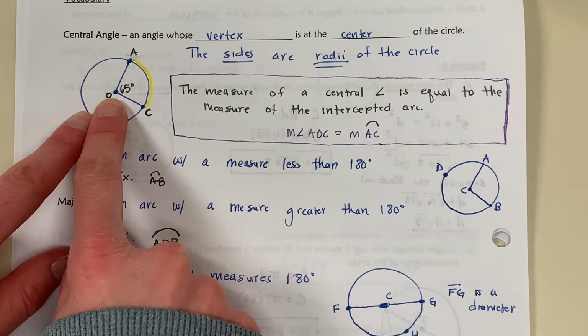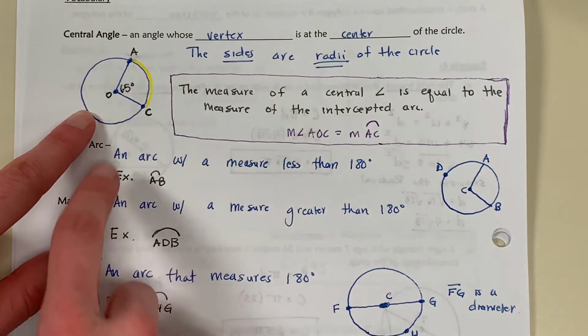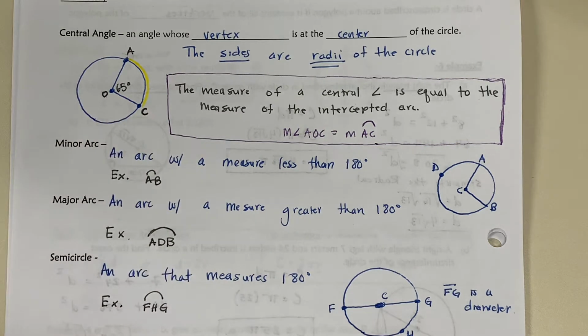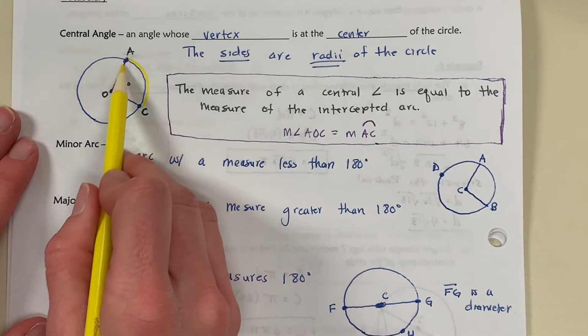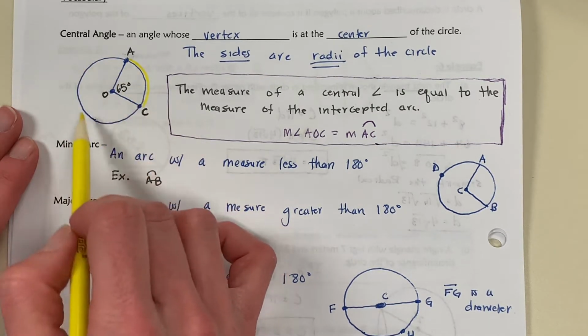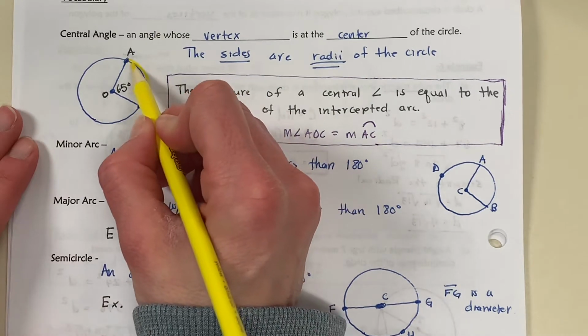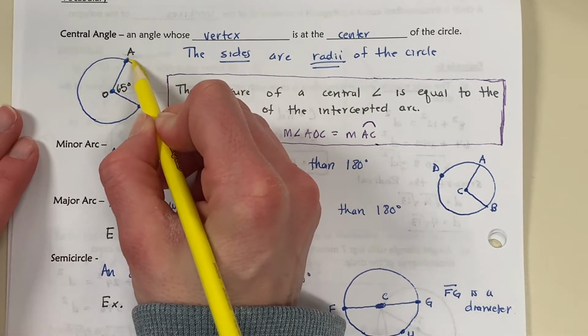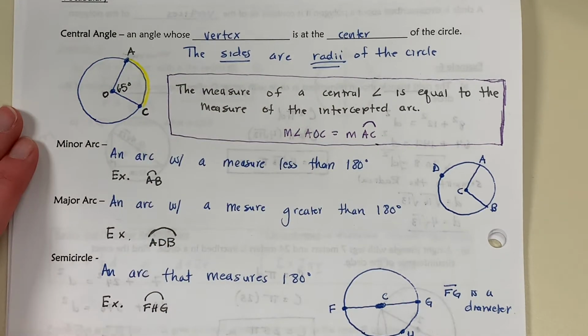And the sides are radii of the circle. So segment AO and segment CO are each a radius of the circle. Now, the key here for a central angle, and it's not necessarily given to you in the reading, says the measure of a central angle is equal to the measure of the intercepted arc. What that means, notice my angle AOC is 65 degrees, and a whole circle is 360 degrees. Well, the portion of the arc that's between your angle, we call this an intercepted arc, and this is arc AC, is also going to be 65 degrees.